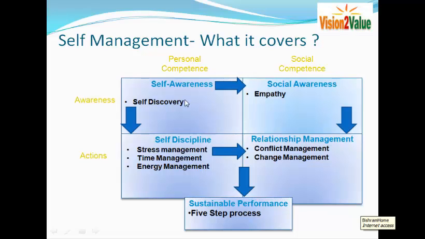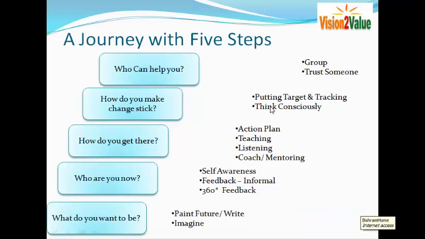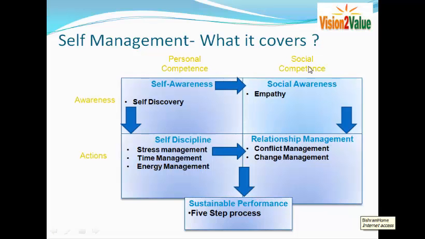If you look at this particular slide, it has got four quadrants. On the x-axis, I'm talking about personal competency and social competency. On the y-axis, I'm talking about awareness and access. The left-hand corner quadrant is self-awareness area. In order to start the journey, the very first thing in the life is self-discovery. Having discovered the self, then we move towards knowing about others. And empathy plays a very important role here.